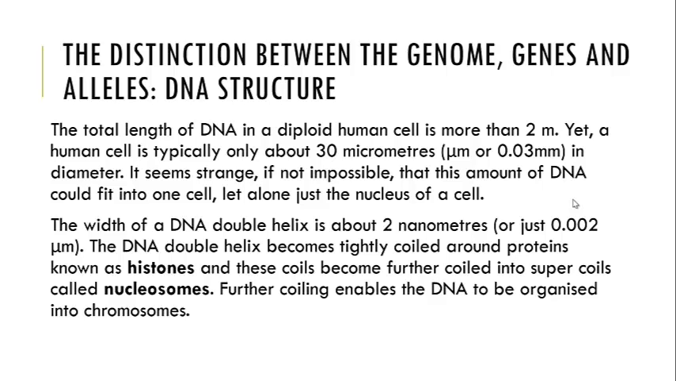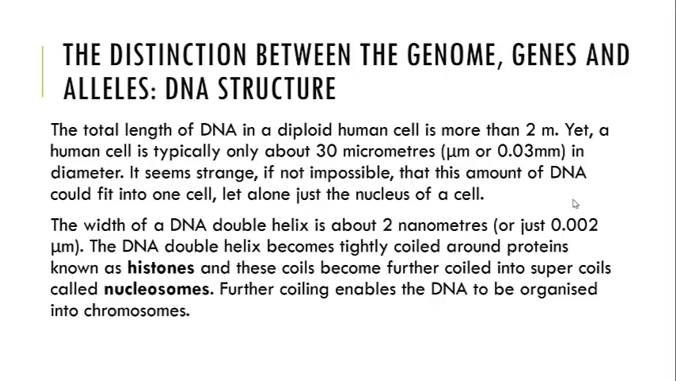So it seems strange or kind of impossible that there's this much DNA in one cell, let alone just the nucleus of that cell. The nucleus is even smaller again. The width of a DNA double helix is about 2 nanometers, tiny, tiny wide. But the DNA double helix becomes tightly coiled around proteins known as histones, and these coils become further coiled into supercoiled coils called nucleosomes. And these two bolded words are something that I would like you to put on your cue cards there: histones and nucleosomes, and you might want to draw a picture of what they look like.